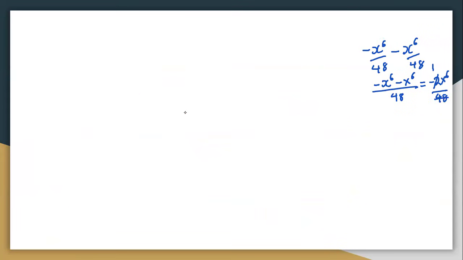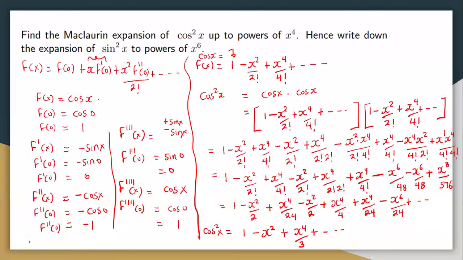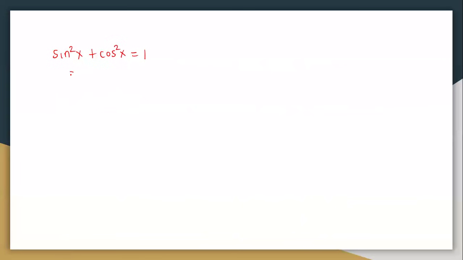So we are going to come here and now say from our identities that sine squared of x plus cos squared of x is equal to 1. But since they want us to find sine squared x, we make it the subject. So sine squared x is going to equal 1 minus cos squared of x. So this is going to be equal to 1 minus.